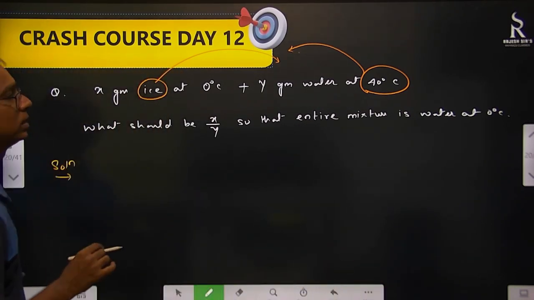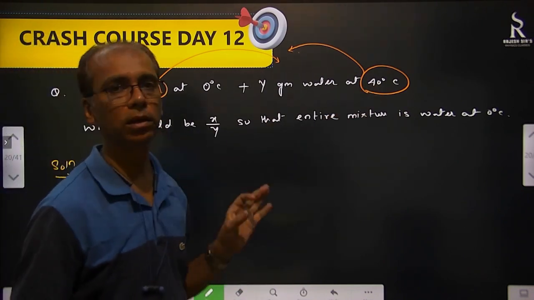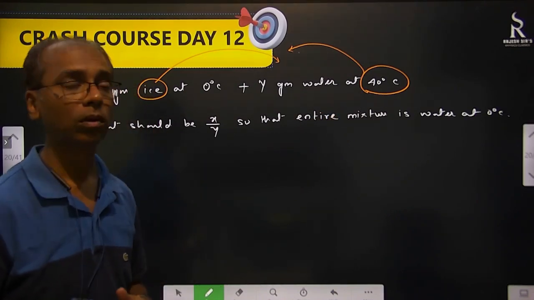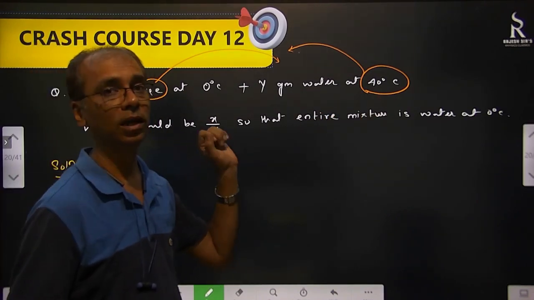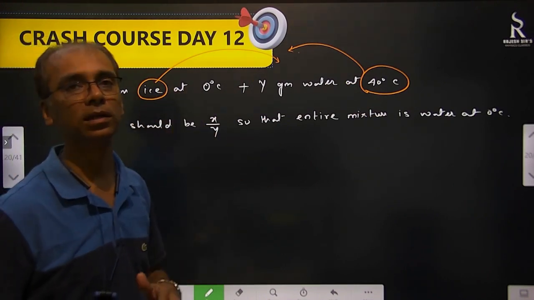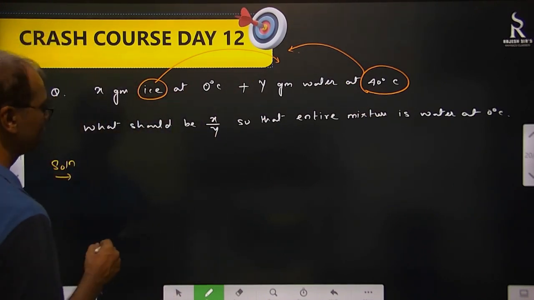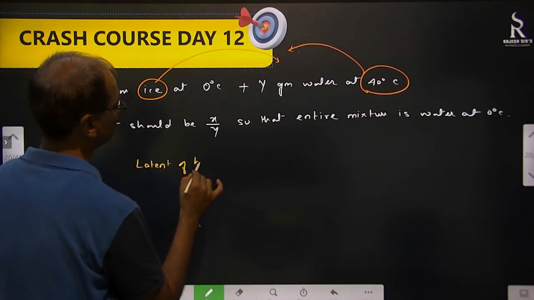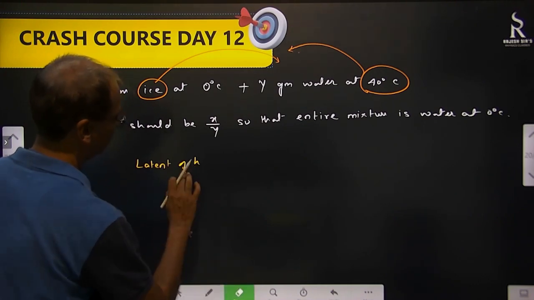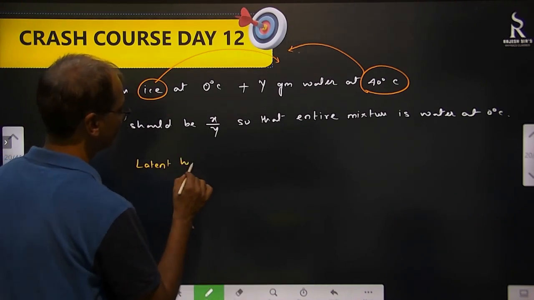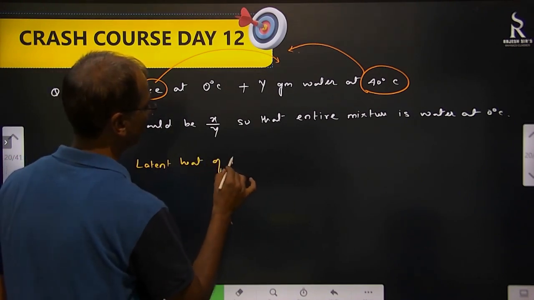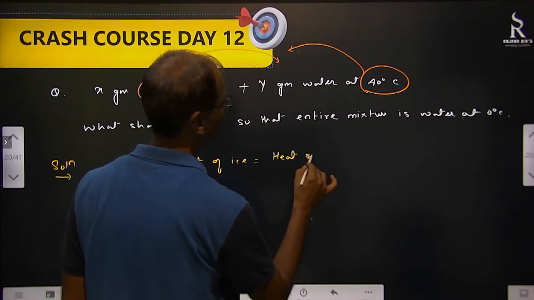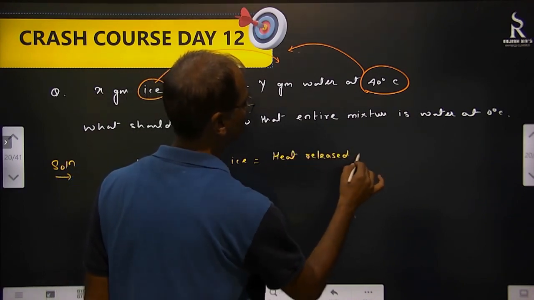So, how will water release the heat? It will release when it comes to 0 degree centigrade. Okay, because it says the temperature of the mixture is 0. So, this water has to come to 0 degree centigrade and this ice has to convert fully. So, just equate it. Okay. Latent heat of ice equals heat released by water.